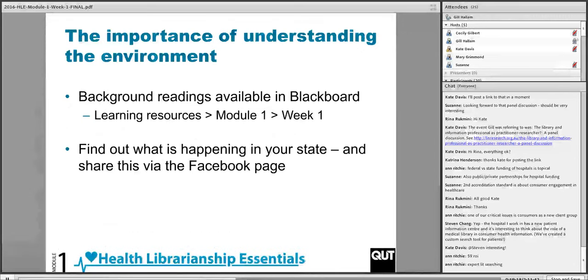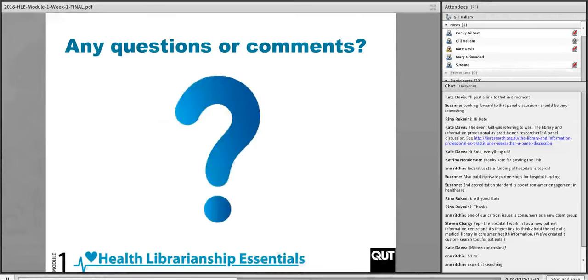So there is plenty of background reading. Go to Learning Resources, Module 1, Week 1, and then it's under Read. There might be special things happening in your state, some advocacy activities or something, so don't forget to share anything that you discover that might be of importance.